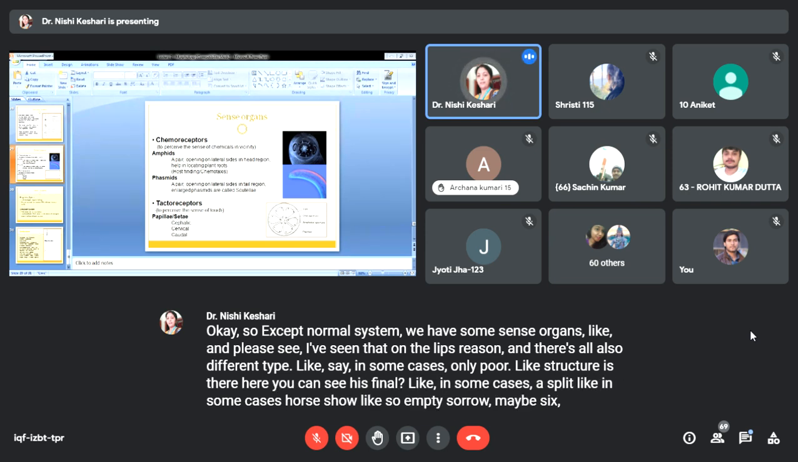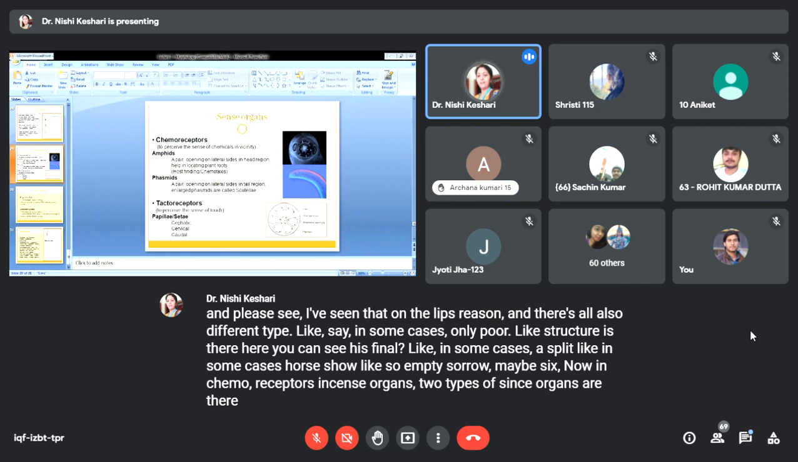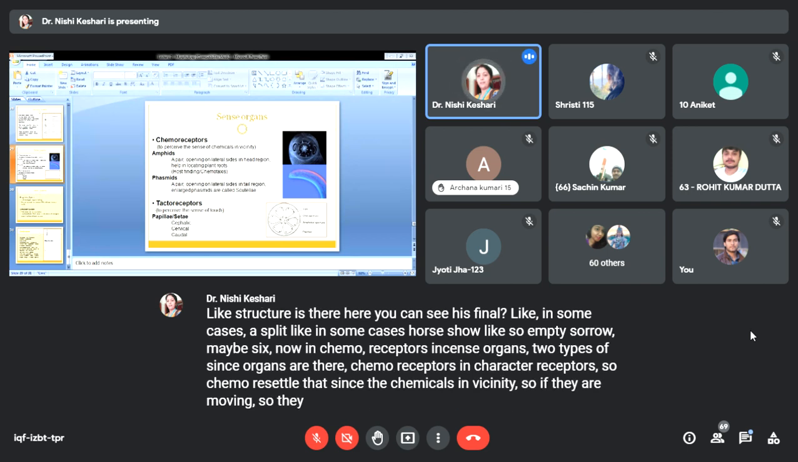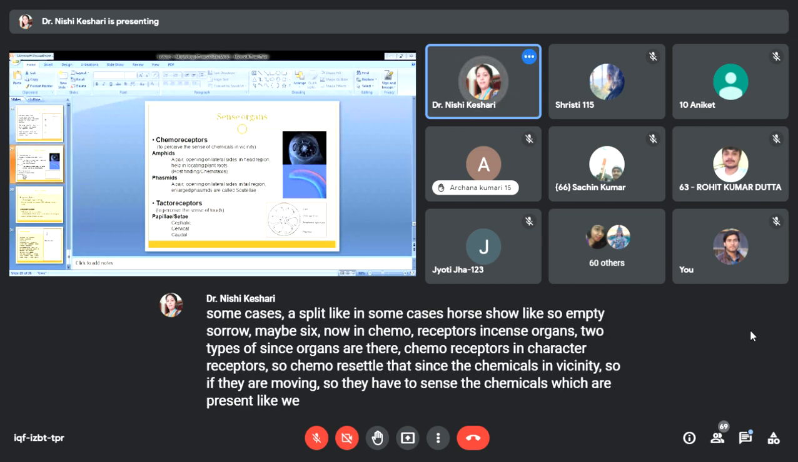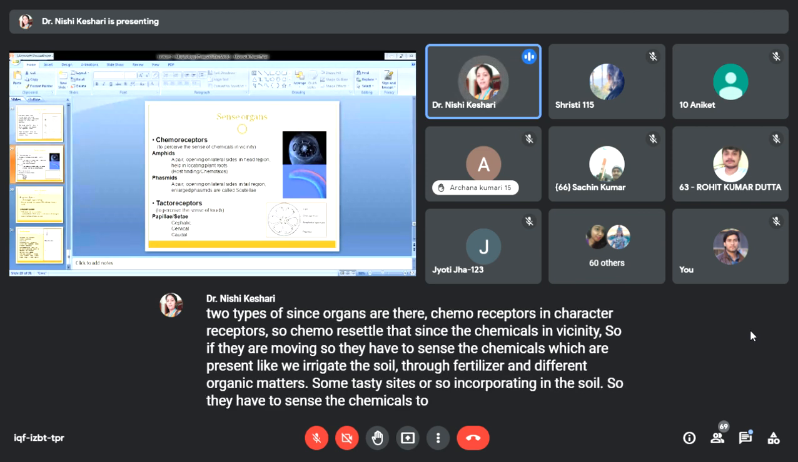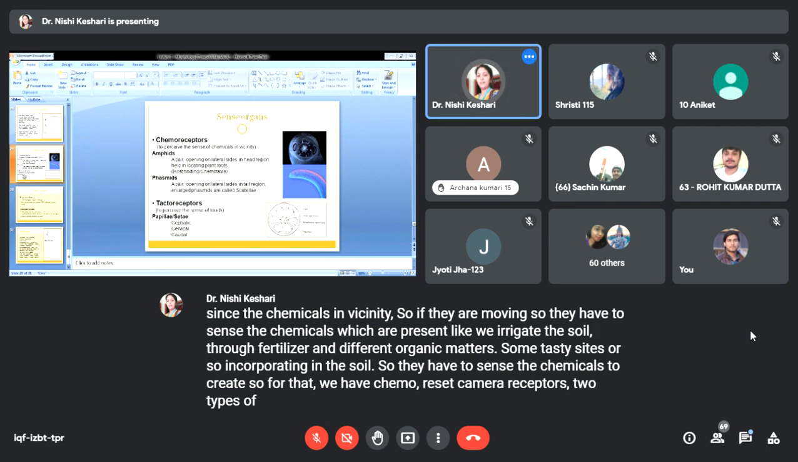Now among sense organs, two types are there: chemoreceptors and tactile receptors. Chemoreceptors sense the chemicals in the vicinity. If they are moving, they have to sense the chemicals which are present, like when we irrigate the soil with fertilizer, different organic matters, and some pesticides are also incorporated in the soil. So they have to sense the chemicals to react. For that we have chemoreceptors. In chemoreceptors, two types of organs are there, that is amphids and phasmids.